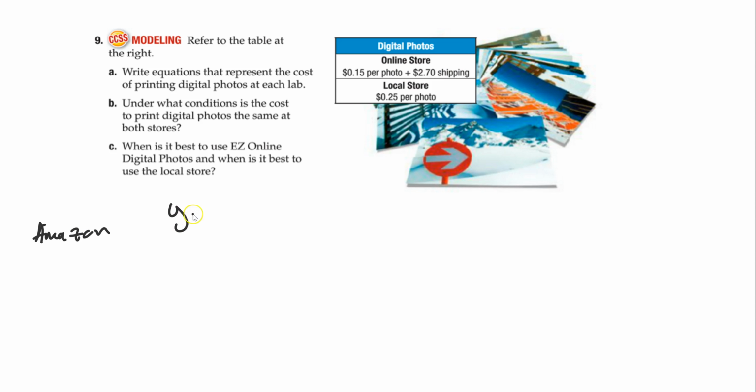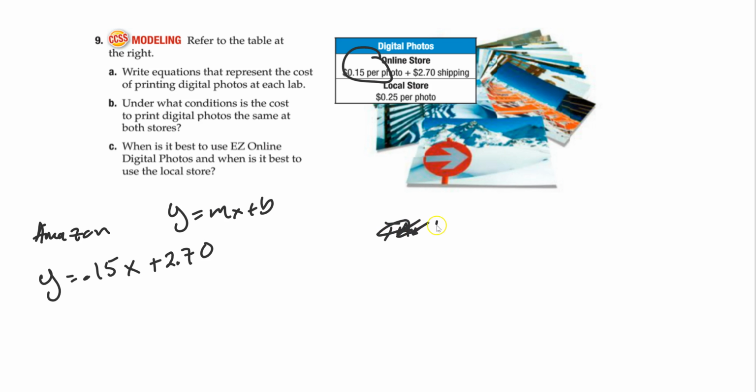Well, remember, we usually do this. Right, so per photo is going to be my m. So I get y equals 0.15x plus 2.70 for shipping. Right, no matter how many photos I buy, it's going to be 2.70 for shipping. So that's that one. Then the local store, I don't know, Target, Walmart.